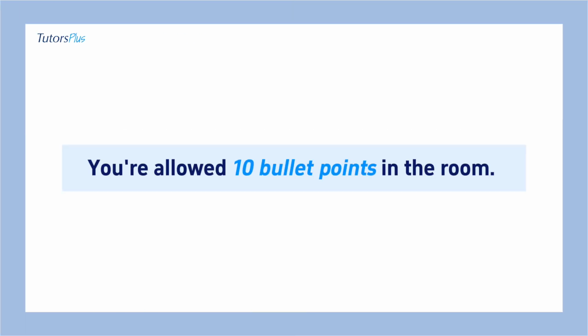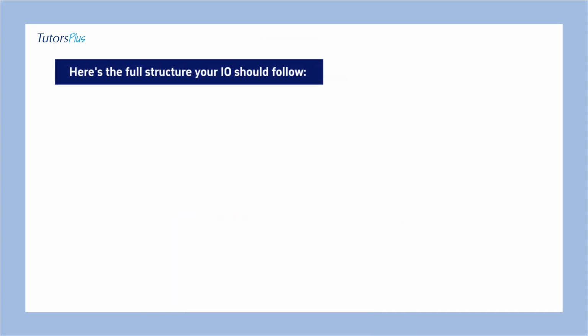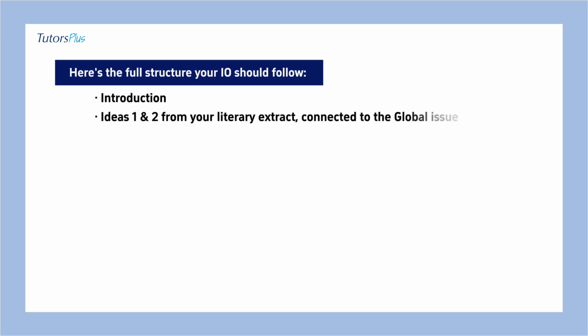For your IO, you're allowed 10 bullet points to take with you into the room, that you can prepare in advance. Based on those 10 bullet points, your IO could be structured in a simple manner. Firstly, your introduction, point 1. Point 2, bringing up ideas 1 and 2, relating them to the literary extract and connecting them to your global issue. And then point 3, you're going with PEEL for ideas 1 and 2, where you unpack those ideas in relation to the literary extract and to the question.